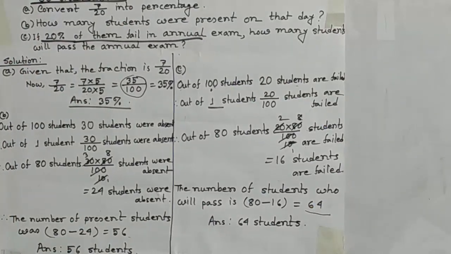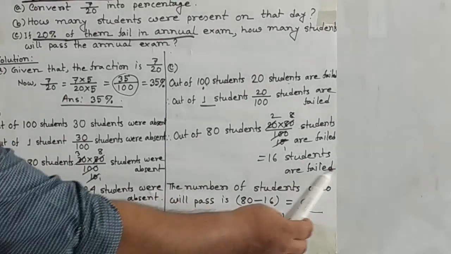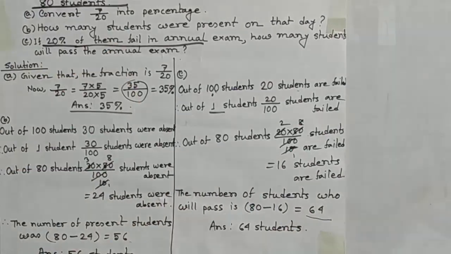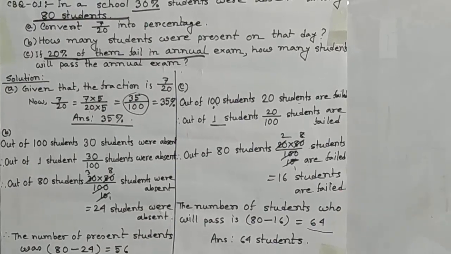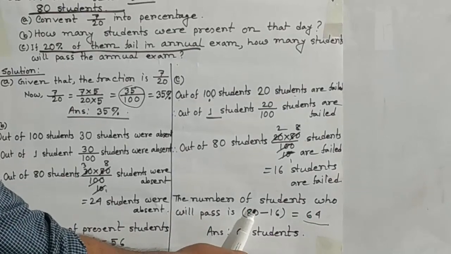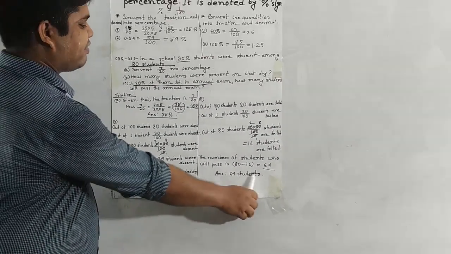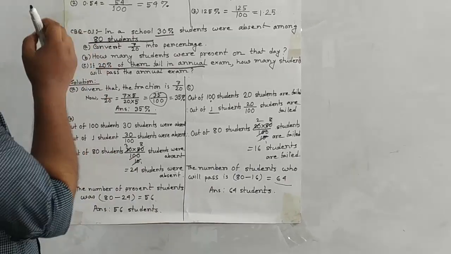That means if we want to find out the students who will pass, then we subtract these failed students from the total students and we get the students who will pass in the exam. That means 16 subtracted from 80 and we get 64. So 64 is the number of passing students.